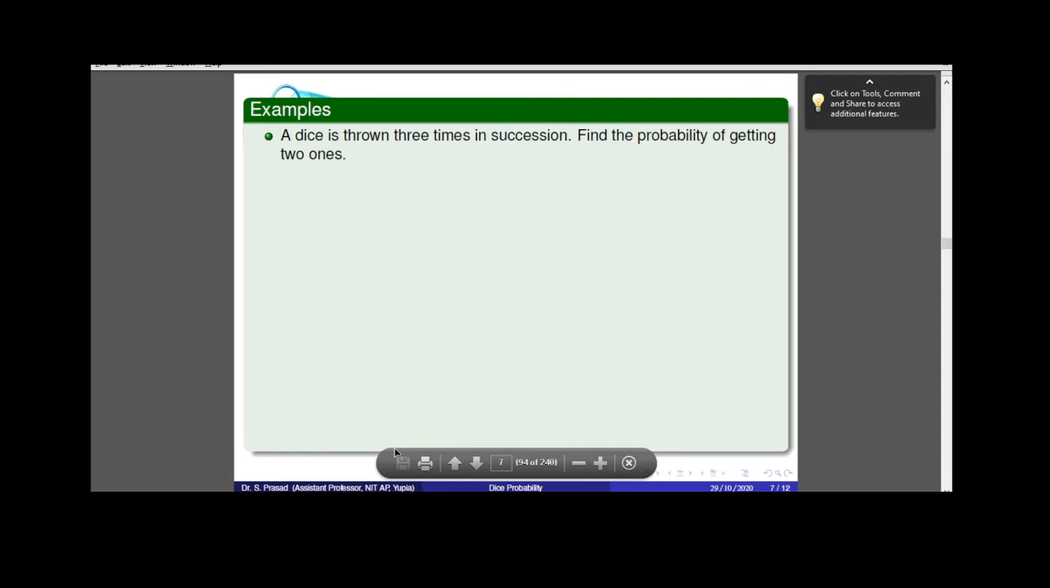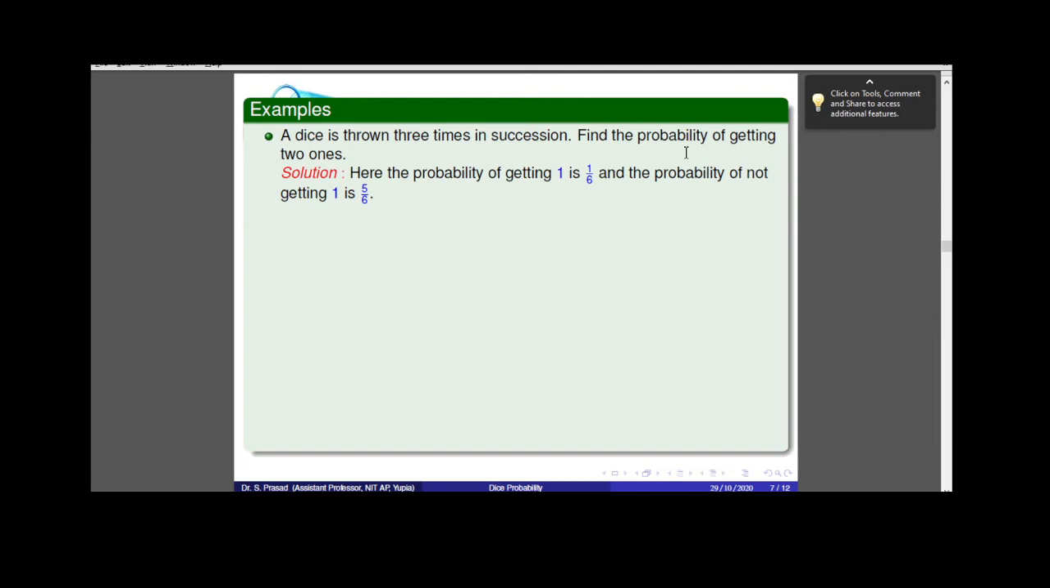Now we move to the next example. A dice is thrown 3 times in succession. Find the probability of getting two ones. Here first we write the probability of getting 1 is 1 by 6. The probability of getting not 1 is 5 by 6.